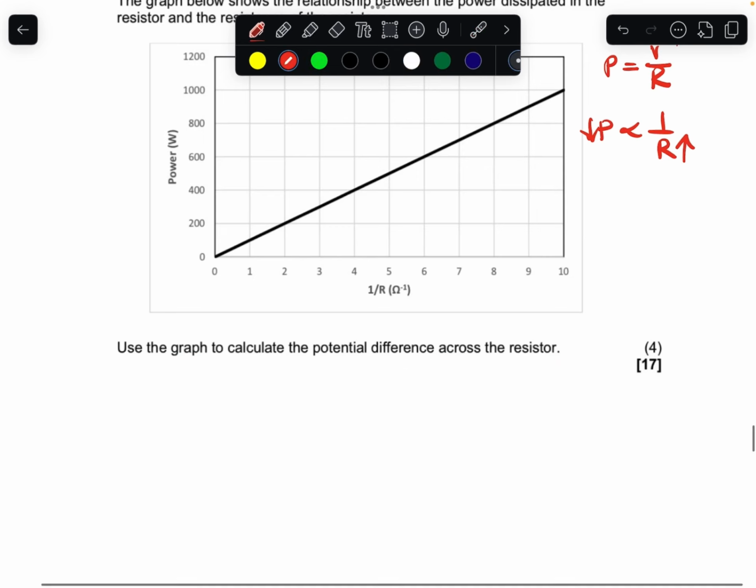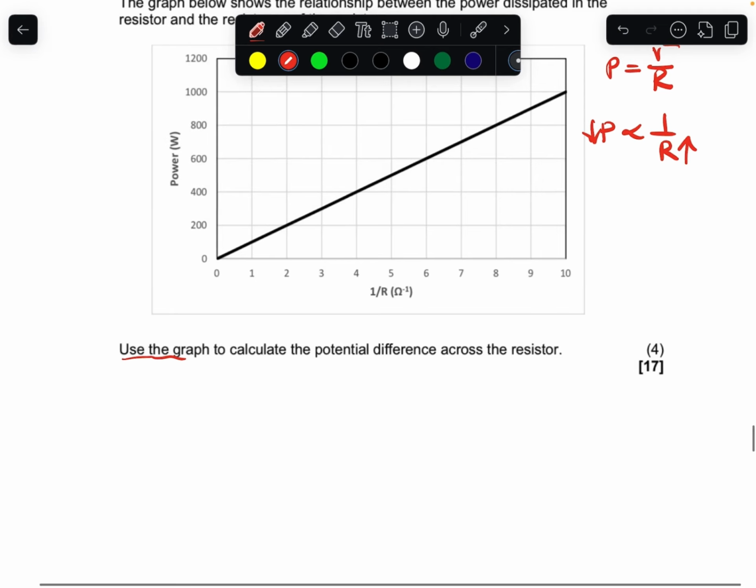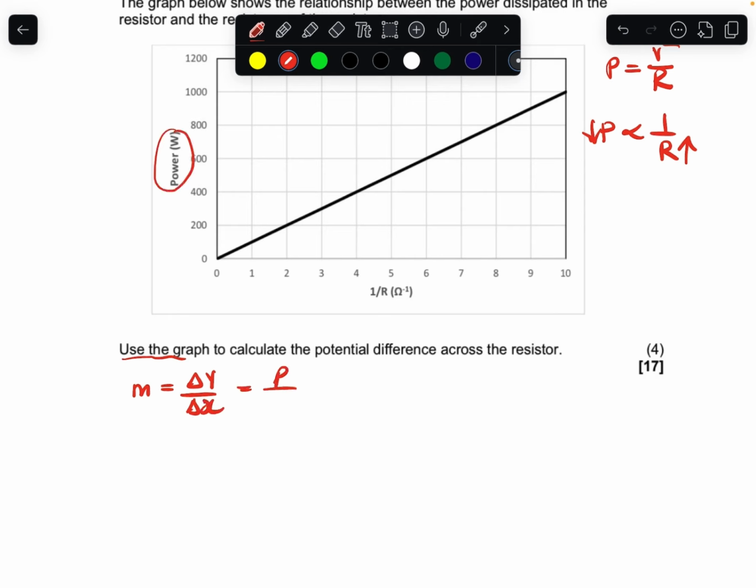Now, in this question, they said use the graph to calculate the potential difference across the resistor, right? The potential difference across this resistor, guys, it's the gradient. Let's say the gradient is equal to change in y over change in x. What is my change in y? It's P. And my change in x is an inverse of the resistance.